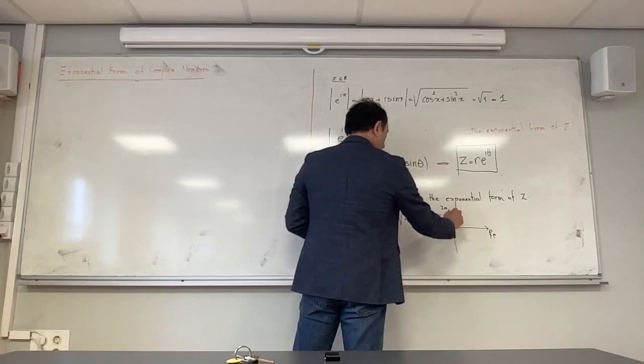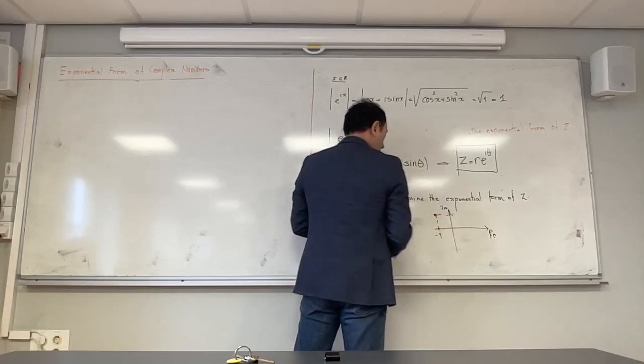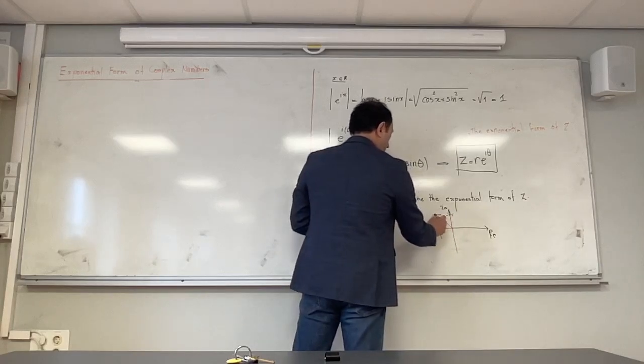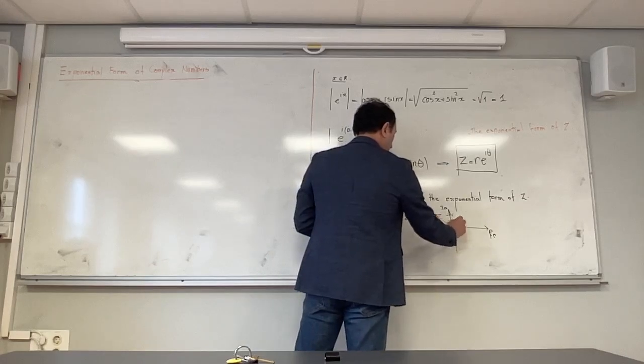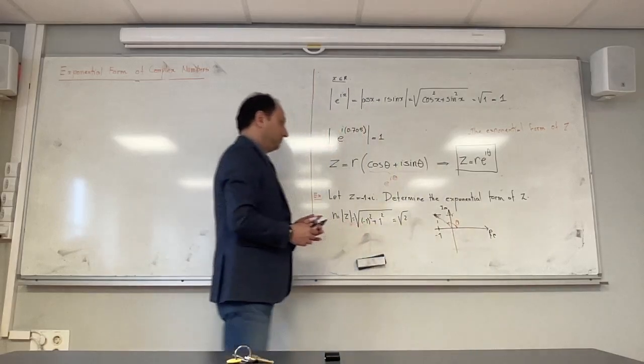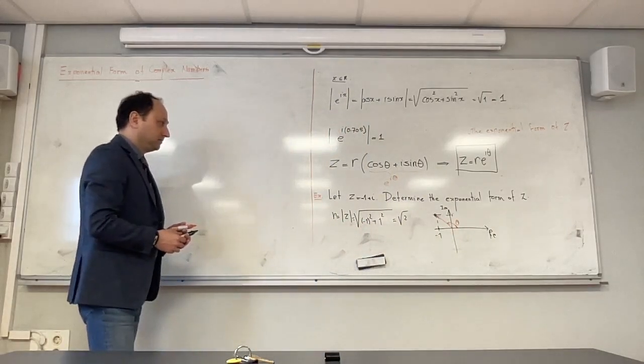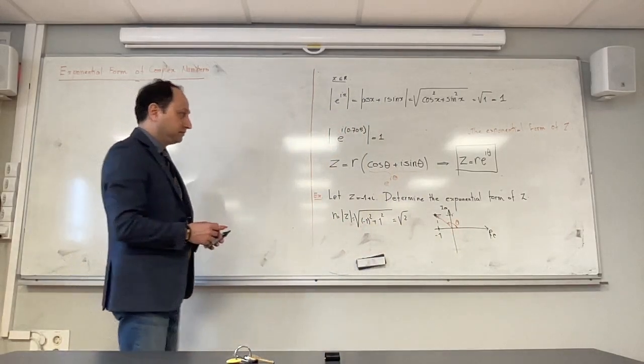And the imaginary part is 1. So this is i, actually. So this becomes that point. And the vector is from here to here. But the angle that you are supposed to write is this angle. But what is that angle?